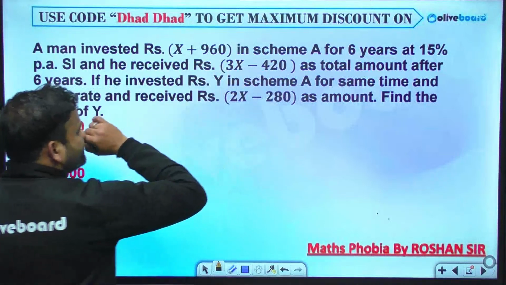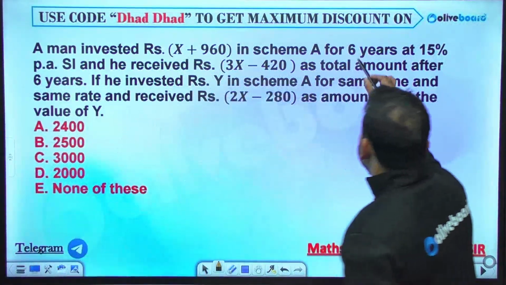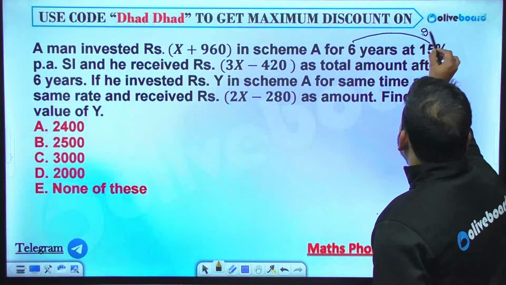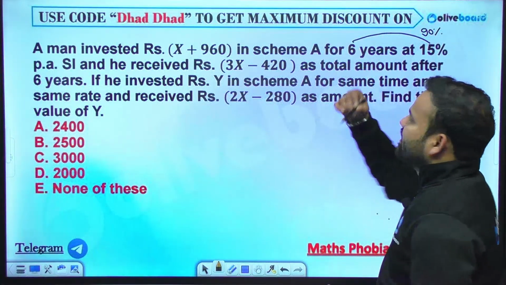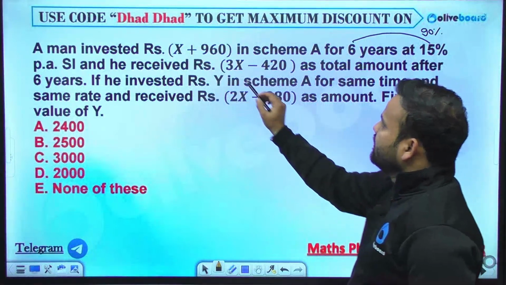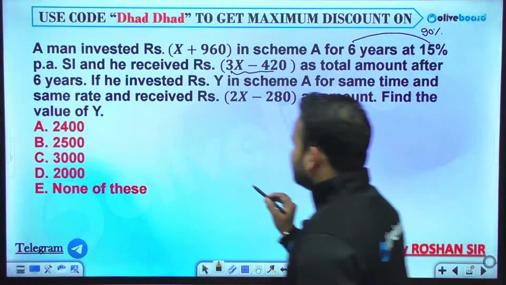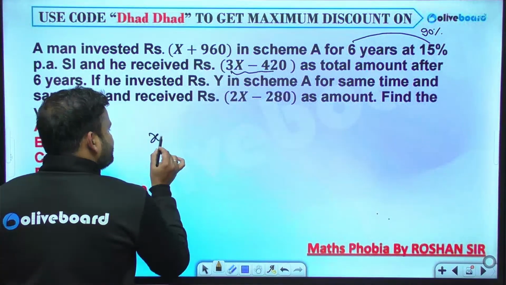So this is variable based question. Scheme A for 6 years at 15% SI. Okay, 6 years, 15%. That means 90% is the simple interest, and 190% will be the amount. And he received rupees this much. Okay, as total amount. So this is 190% of that particular value. See, x plus 960 is what? Principal.